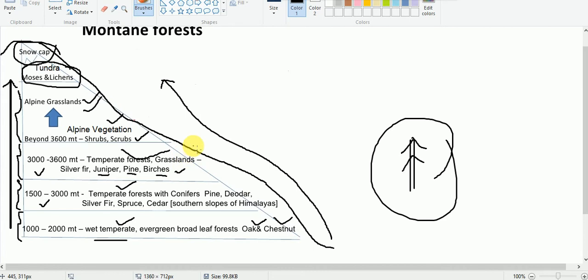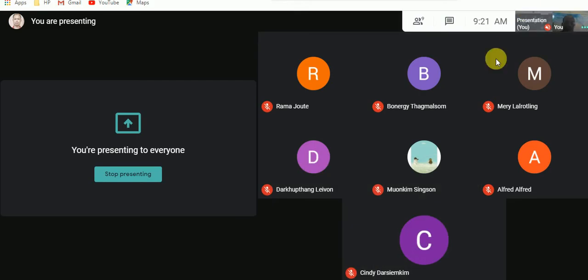And beyond these 3,600 meters above the sea level, we find alpine vegetation consisting of shrubs and scrubs, small trees and grasses. Then above the alpine vegetation, you'll find alpine grasslands. Then above alpine grassland, you'll find tundra vegetation consisting of mosses and lichens. So this is about montane vegetation.